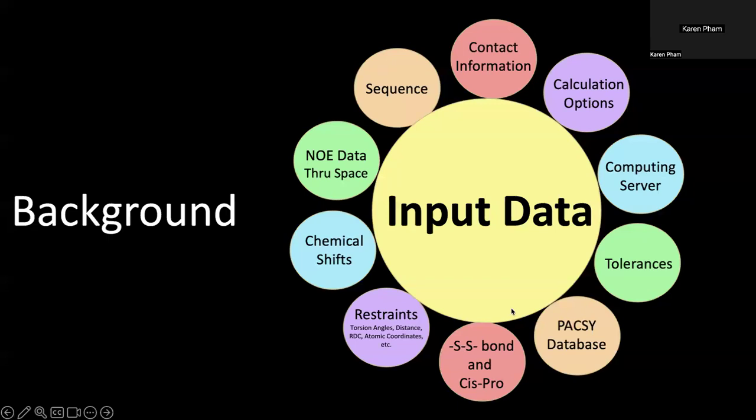There is a wide array of data inputs for this program, with the necessary inputs including your contact information, chemical sequence, chemical shifts, NOE data, and your structural restraints. You as a user can also add in disulfide bond and system ruling information, adjust tolerances for NOESY data, and you also have the option of using the PACSY database to increase the accuracy of your protein structure. There are also different types of calculations and computer servers as well.